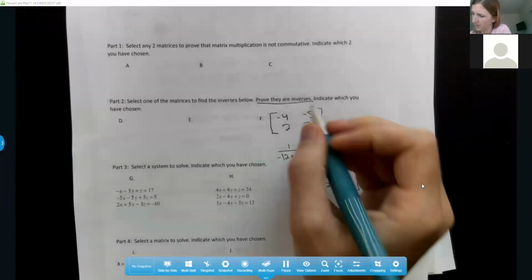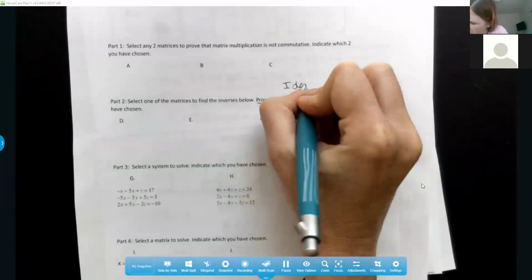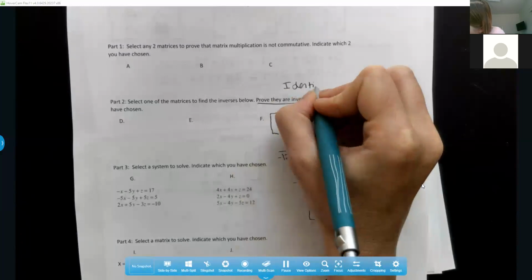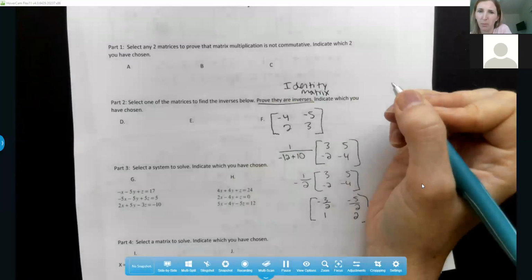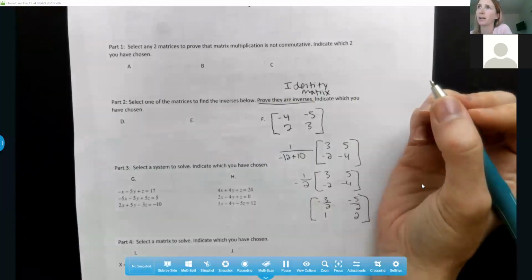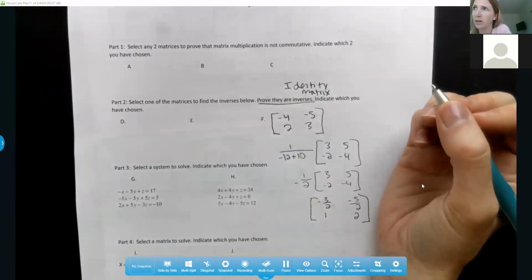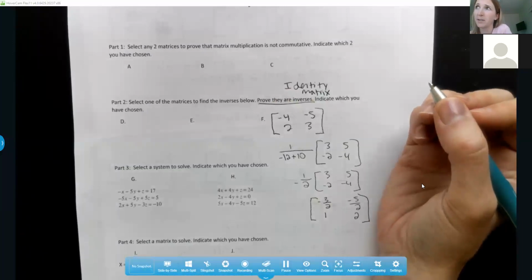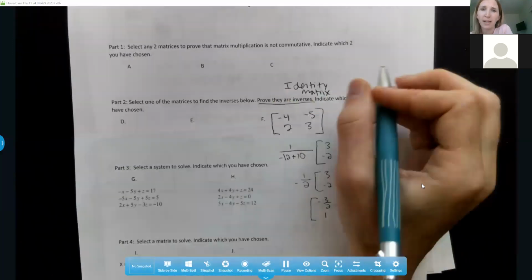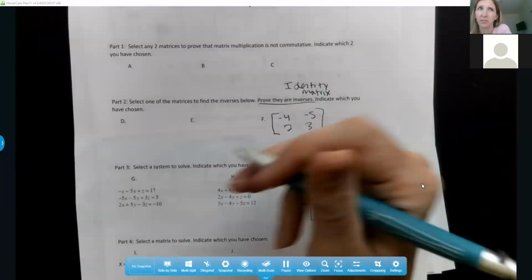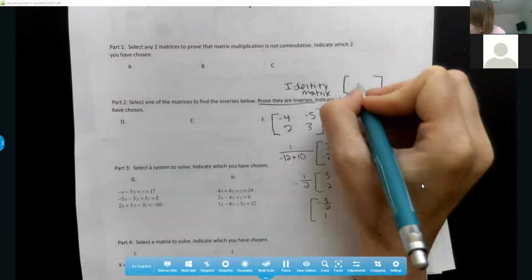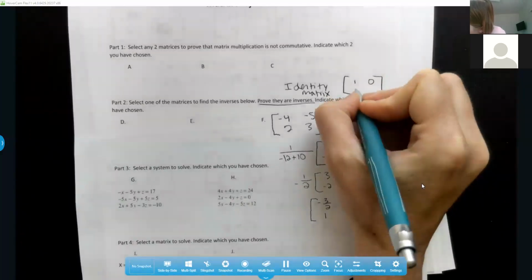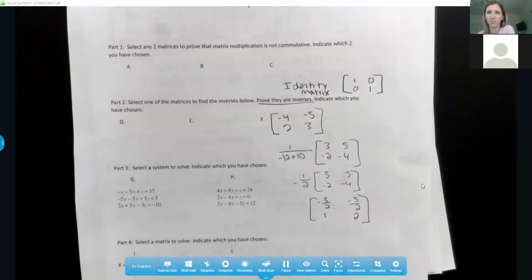I don't know. Okay. Identity matrix is basically the matrix equivalent of the number 1. So you know when you're multiplying anything times 1 is still itself. Like 5 times 1 is still 5, 10 times 1 is still 10. Well, the identity matrix, any matrix times the identity matrix stays exactly the same. So the identity matrix is 1, 0, 0, 1, like that.